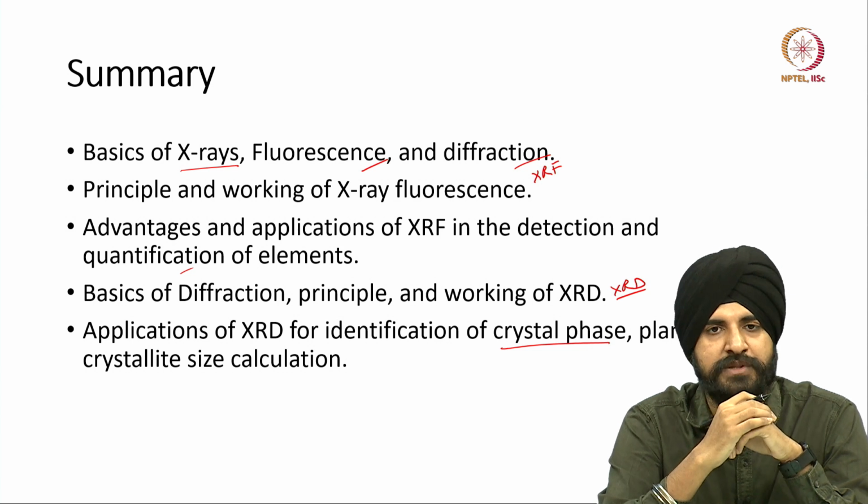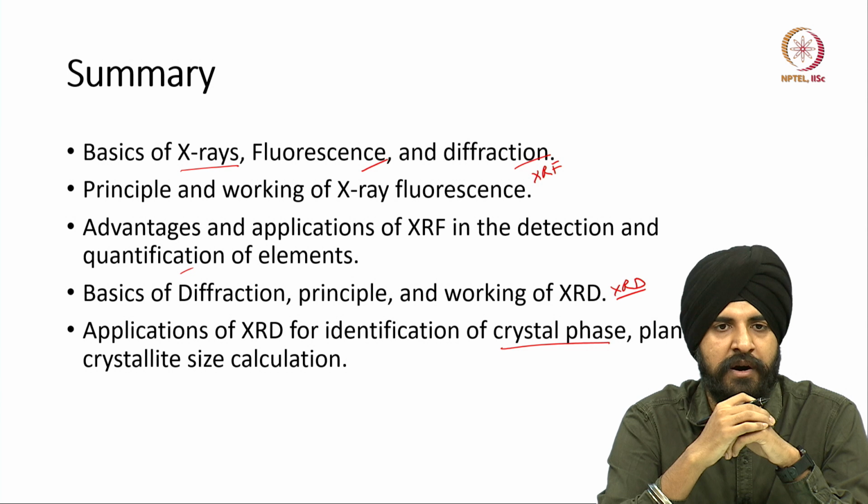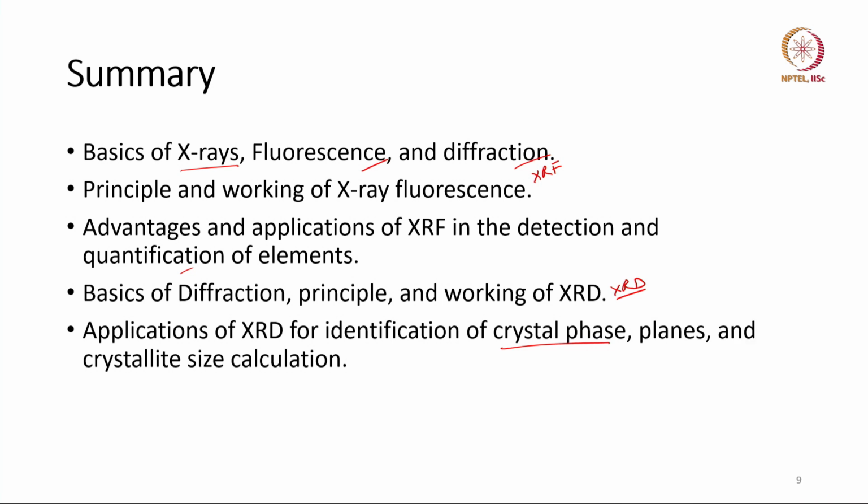So, that summarizes our X-rays, how we could use X-rays for the characterization of materials. This also summarizes everything that we learned so far, how we can use UV visible, X-rays and infrared spectroscopy for the characterization of materials. So, this concludes our spectroscopy part.